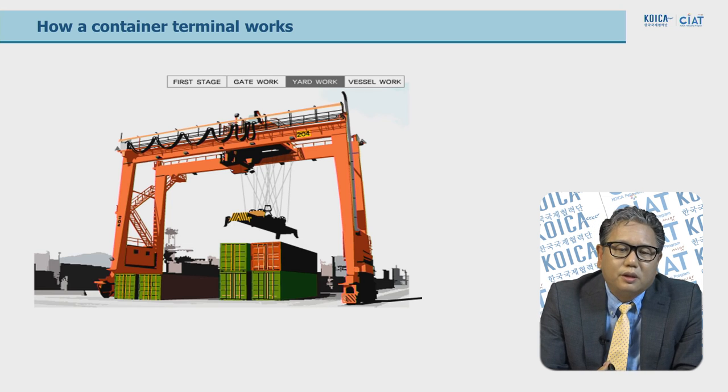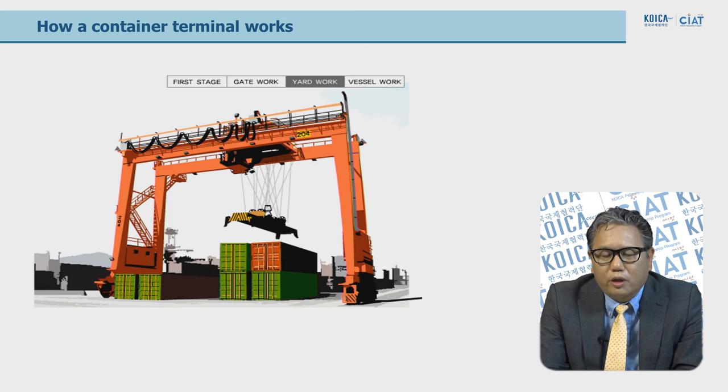This side is the yard tractor, and in this picture, the facility we call the transportation container. After arriving at the assigned yard location, the container is stacked by these facilities, as you can see in this picture.